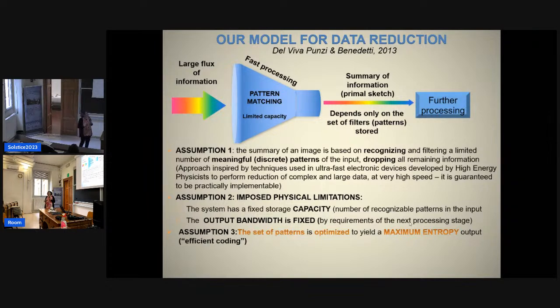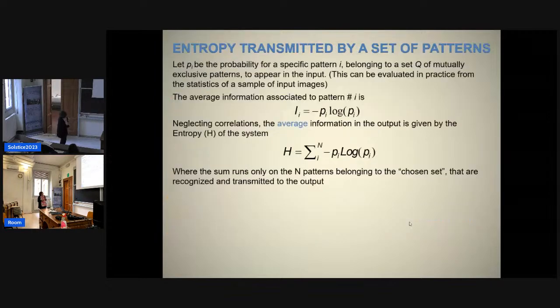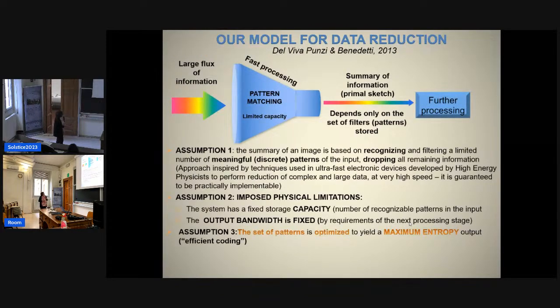This model models an early stage of vision. So we assume that there is an early filter, which receives in the input a large flux of information and produces in the output a summary of this information. The summary is based on recognizing and filtering a limited number of features or patterns of the input, dropping all the rest. So it operates a lossy compression. This approach has been used and implemented in fast electronic devices in high energy physics, where they have a large amount of data and they have to process this data very, very fast. So it's implementable.